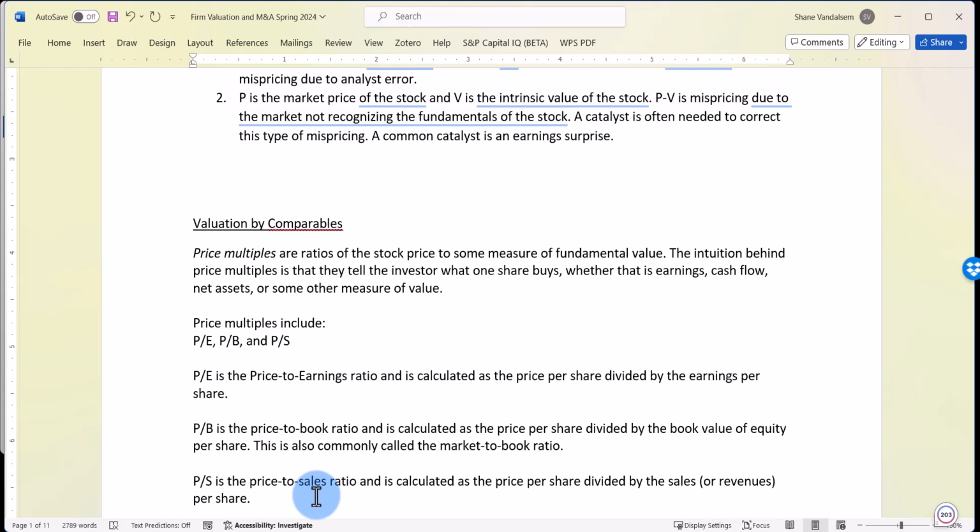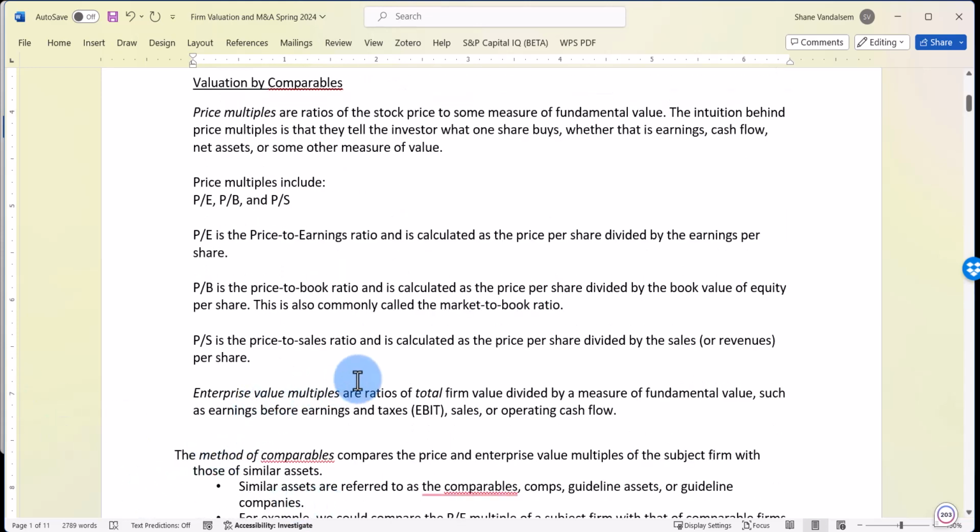Outside of that, the price to sales ratio is challenging to use because you don't have a lot of information outside the sales of the firm in order to determine how much value the firm should have. The price to earnings ratio is more useful than the price to sales ratio in that it tells us how profitable the firm is, the earnings of the firm, rather than just how much they're selling.